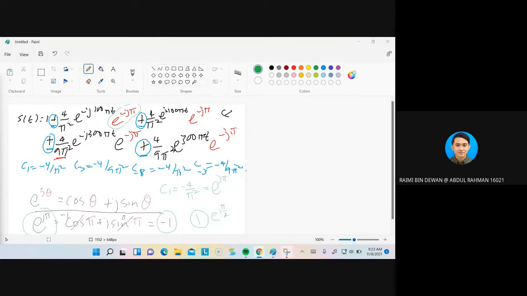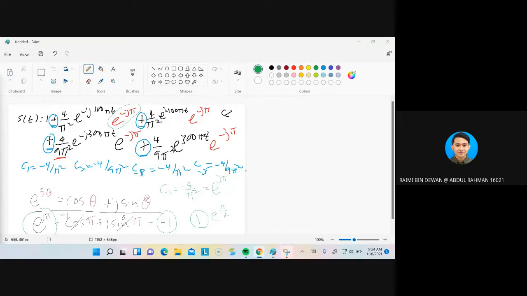Cos pi is -1, and then sin pi is 0. Okay, so negative cos pi is -1, cos pi over 2 is 0. I don't know why it is negative there. So this equation is correct, but I don't know why there is a negative here. Maybe I will check. But basically the way to solve is like this.